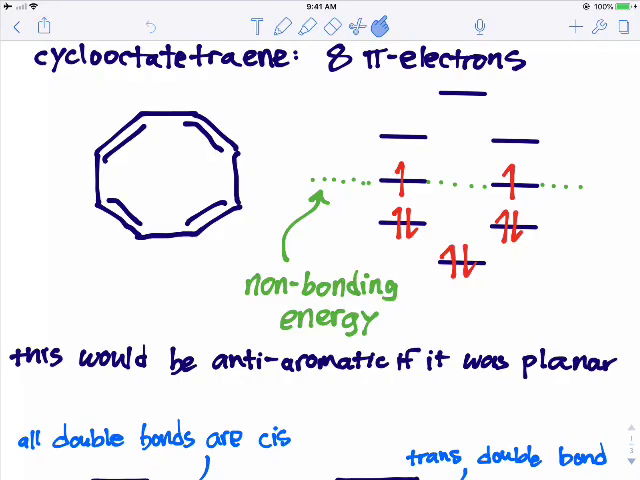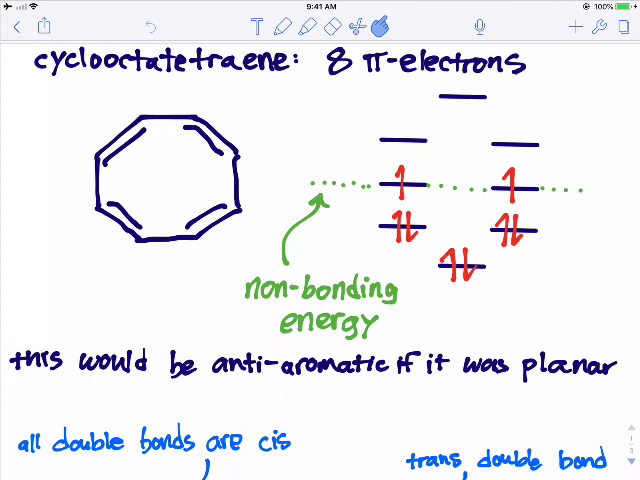I want to make one more note here about cyclooctatetraene. This is one of the structures that we alluded to earlier in the chapter. It was one of the molecules that we first saw was anti-aromatic. The structure looks like this. We've got an 8-membered ring. It's conjugated.